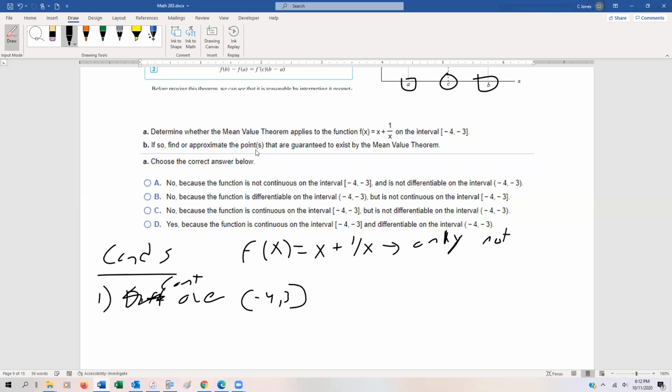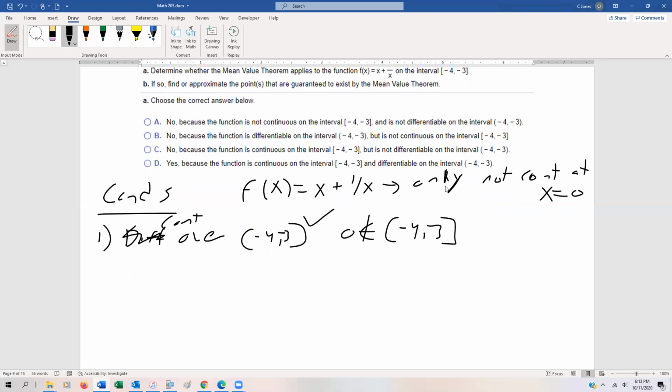It's only not continuous at x equals 0, because we can't divide by 0. And this is -4 to -3, and 0 is clearly not an element of -4 to -3. So what that means is that it is indeed continuous from -4 to -3. So that's good. Now, what about differentiable?